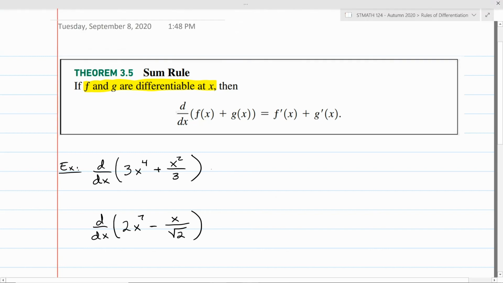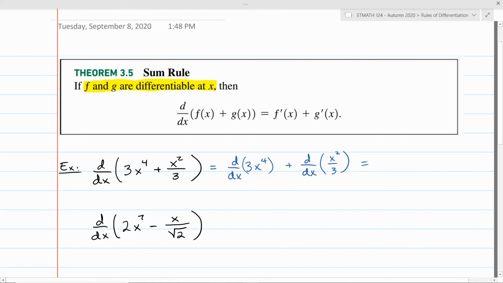So, for example, if I want to take the derivative of 3x to the 4th plus x squared over 3, well, that sum rule tells me I can just break that up as the derivative of 3x to the 4th, and then separately I can do the derivative of x squared over 3. And both of those derivatives we know how to do from what we've learned previously.